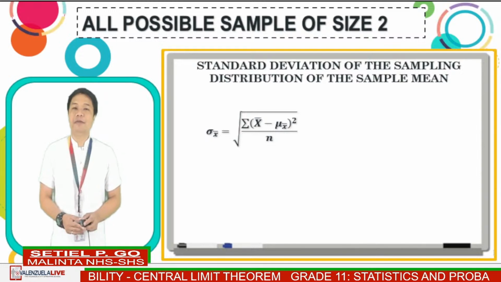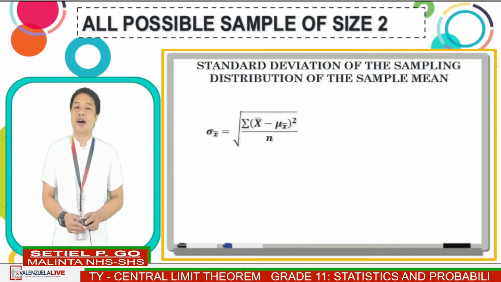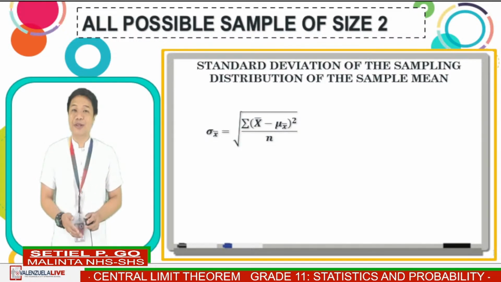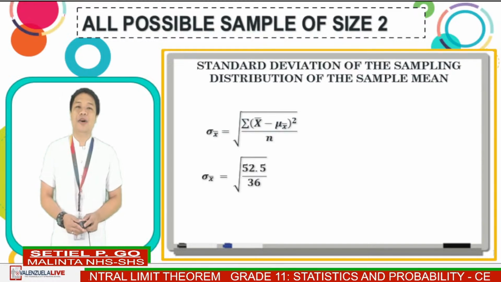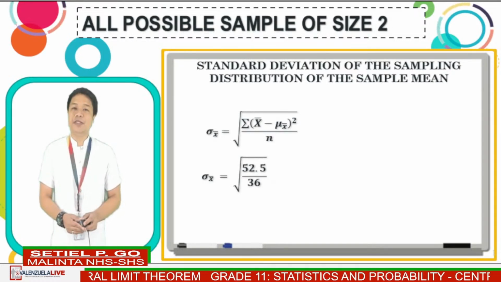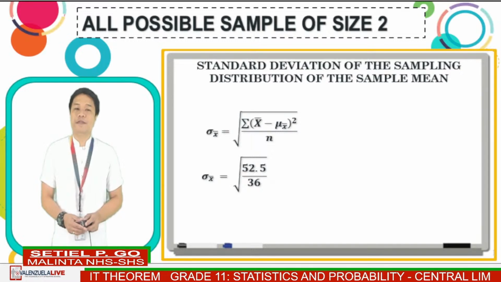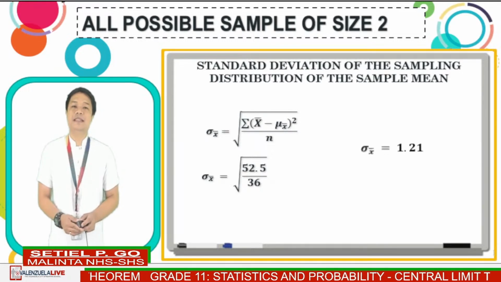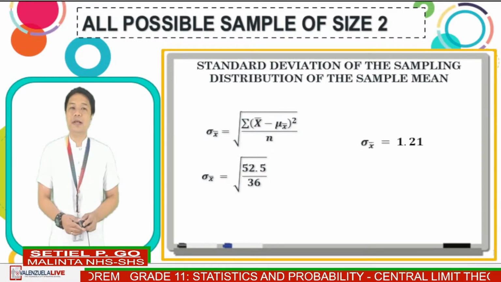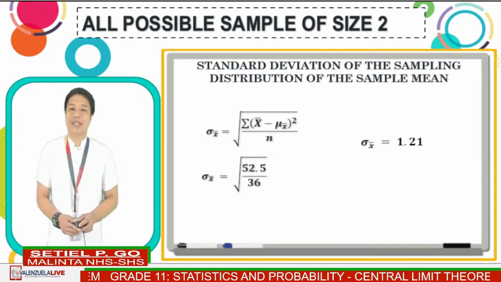So the formula will be the square root of the variance. We're going to substitute using the given data. The square root of 52.5 over 36, the result is approximately equal to 1.21.